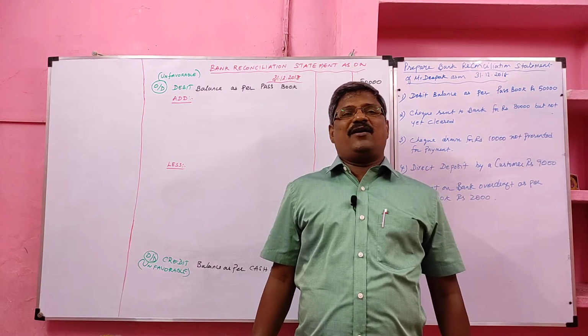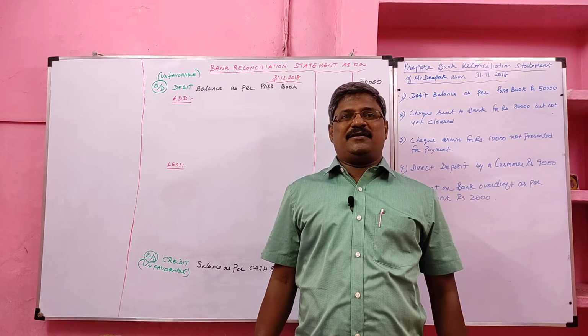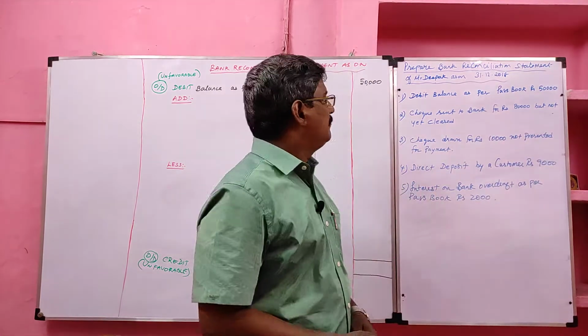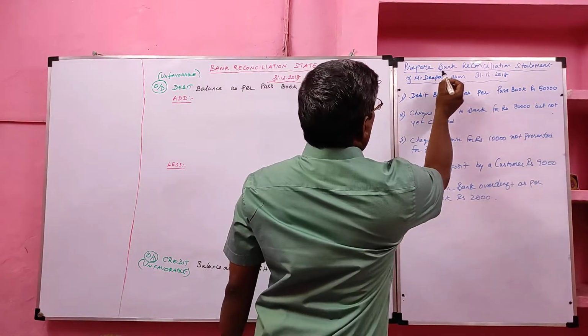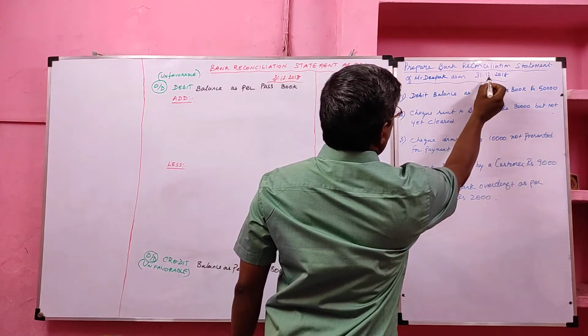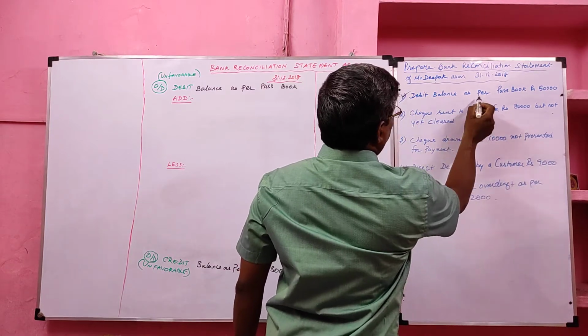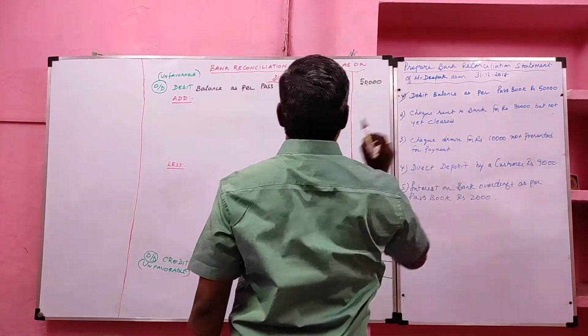Students, now we are going to learn the last problem in bank reconciliation statement. Listen carefully. Prepare bank reconciliation statement of Mr. Deepak as on 31st December 2018. The starting point is debit balance as per passbook, rupees 50,000.